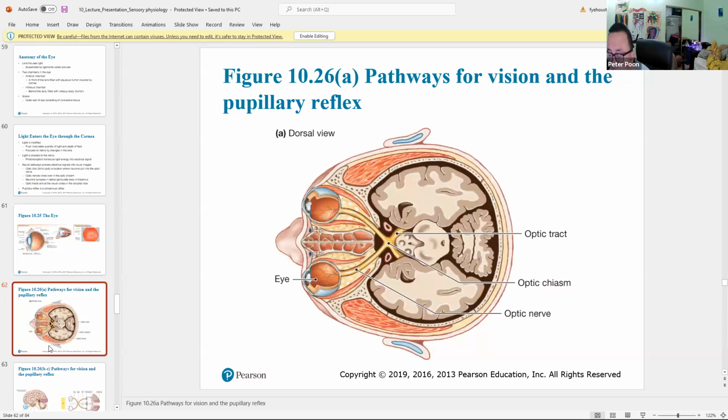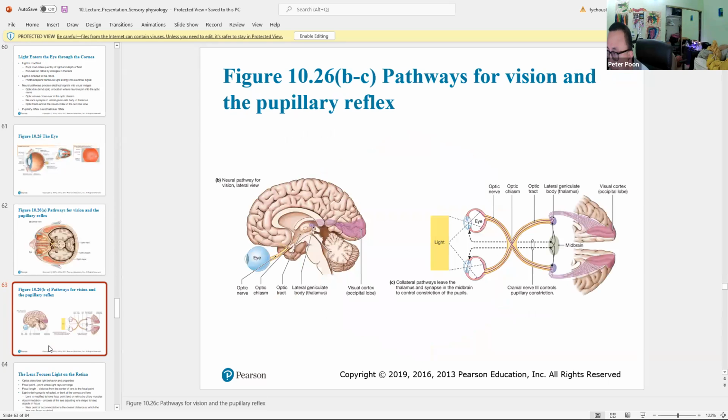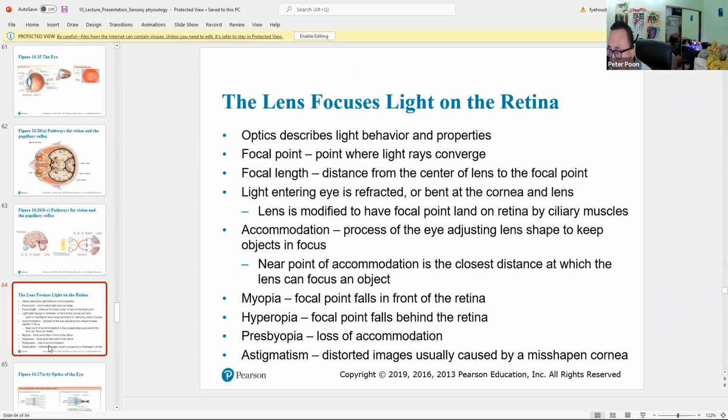Okay, so pathways for vision, processing. All these are terms you have to understand. The focal point is the point at which the light rays converge. The retina is where your focal point should be. Focal length is the distance from the center of the lens to the focal point. Your focal length is actually about 20 feet away. That's where you should be looking at images.